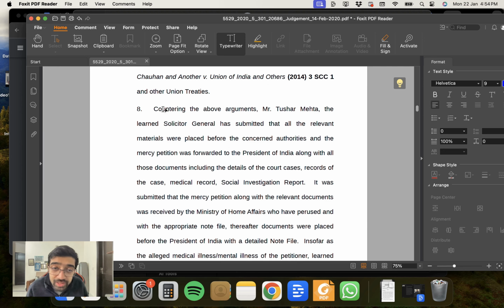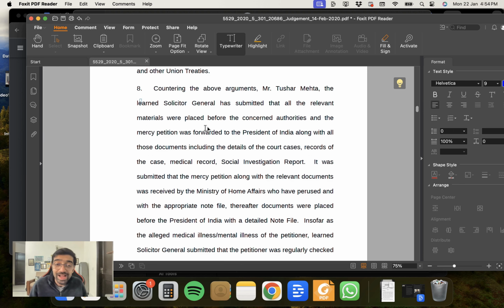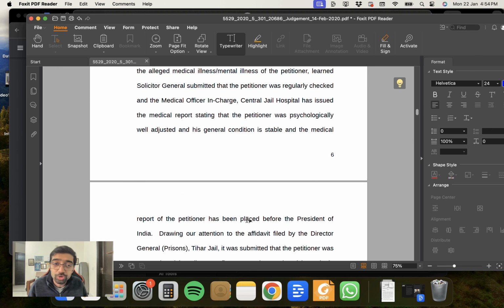Now see, countering the above arguments, Tushar Mehta, the learned Solicitor General, submitted. Again, I am not going to read the rest. I understood this is the respondent's argument, so this is R. I'm going to take my tool and write R over here, and I can actually increase the font size. This is Foxit free PDF reader, so you can use this. I can mark it like this.